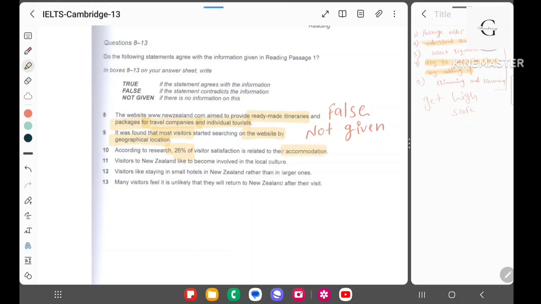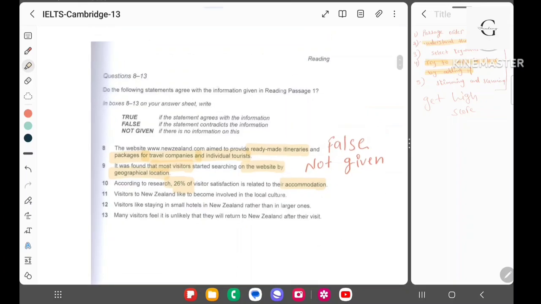Very easy. So the 26% visitor satisfaction was about accommodation. Let's have a look. If 26% of visitors were satisfied related to the accommodation, then the answer will be true. If they change the number, like if they say no, it's not 26%, it's 70%, it's 60%, it's 50%, then the answer will be false. And if they have not mentioned any percentage or accommodation, the answer will be not given.